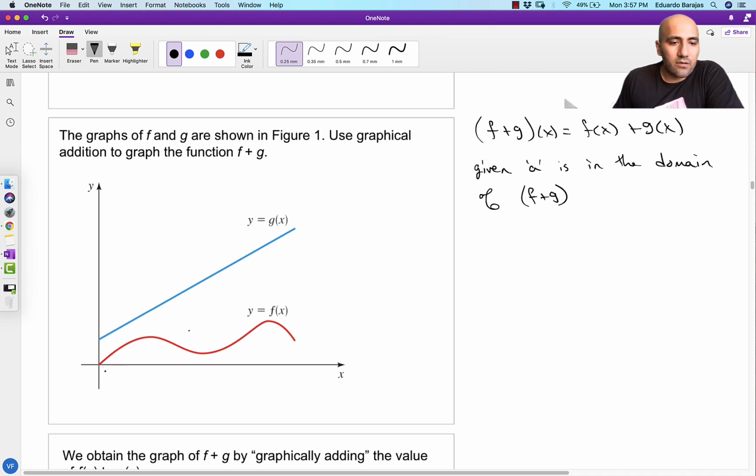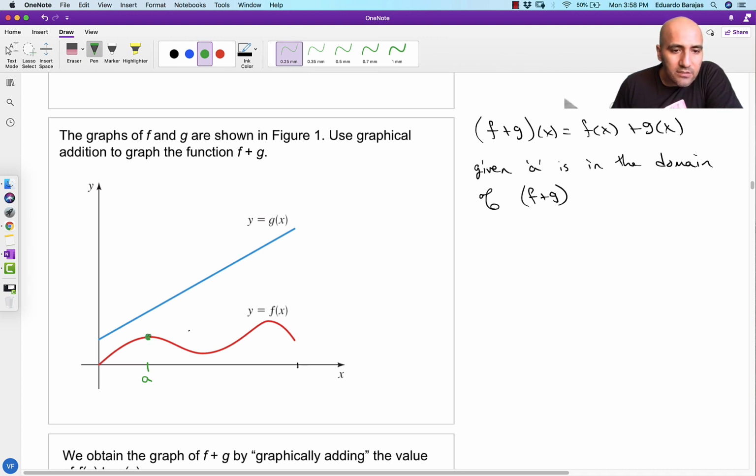From the picture, it looks like it must be something in this region, right? So it looks like both functions are defined from 0 up to whatever that value is. Okay, so a must be somewhere in there. So let's say, arbitrarily, just for the sake of the picture, that this is a. A is definitely in the domain of f of x, and it's also in the domain of g of x. Pictorially, it looks like it is.